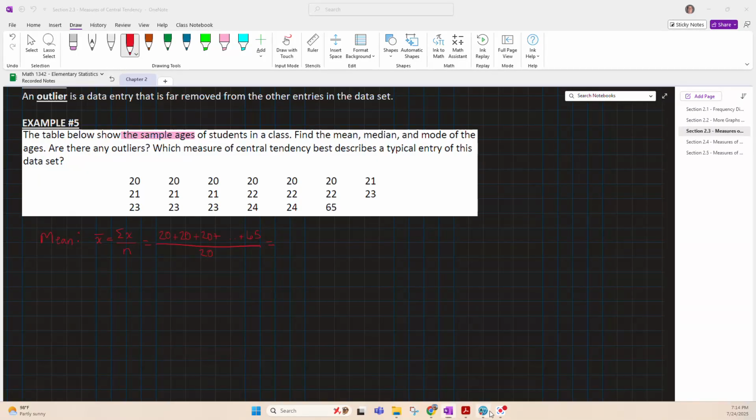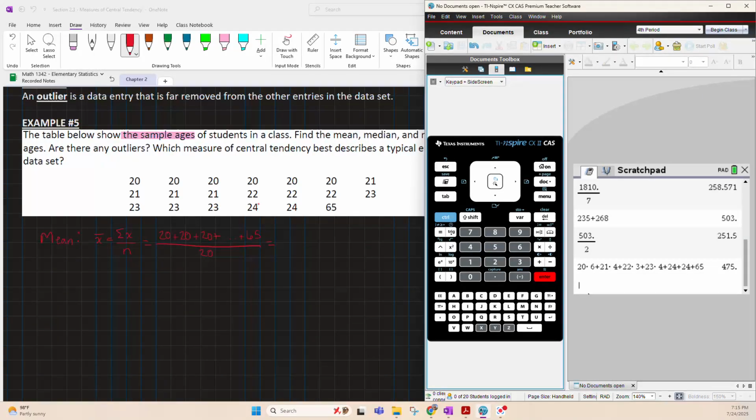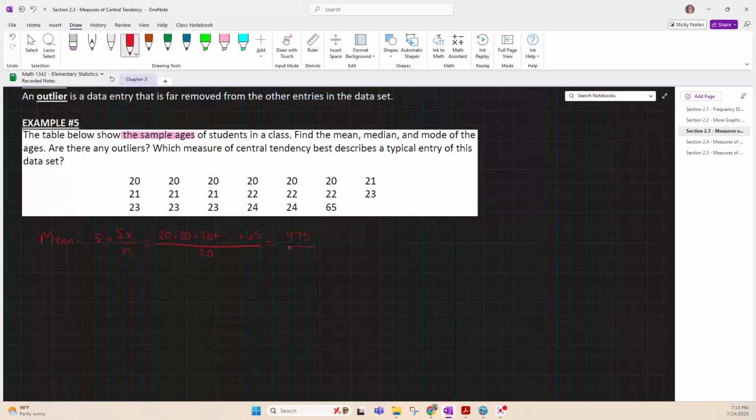Okay, so if I add all of these up, I'm going to do a shortcut: 20 times 6, plus 21 times 4, because I don't want to sit there and type all these 21s or 20s, plus 22 times 3, plus 23 times 4, plus 24, plus 24, plus 65. That's 475, and I'm going to divide that by 20, 23.75.